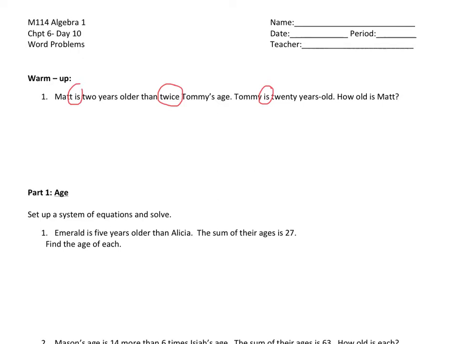So probably going to stick with two variables here. So M obviously will be Matt, and T will be Tommy. So it says Matt is, so Matt would be M equals 2 years older. So older, what do you think you're going to use? Addition or subtraction? Addition, good. So Matt is 2 years older, so 2 plus twice Tommy's age.